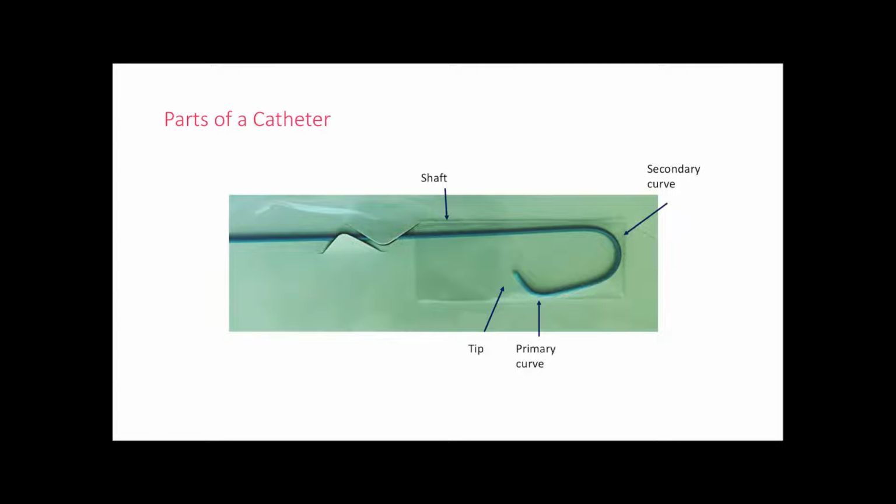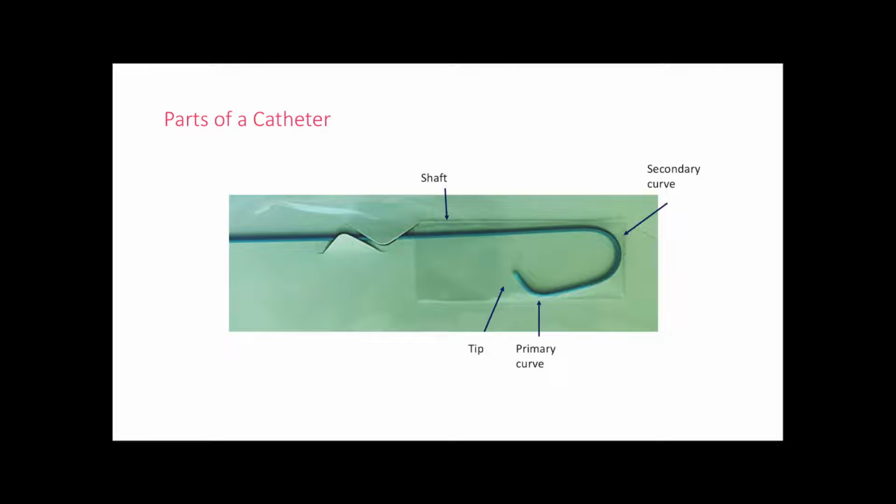Now coming to the parts of a catheter. The standard length of a guide catheter is about 100 centimeters. So most of the guide catheters or diagnostic catheters come in 100 centimeter length. Some come in 110 centimeters also, but the standard is 100 centimeters, and it is sufficient for most purposes.